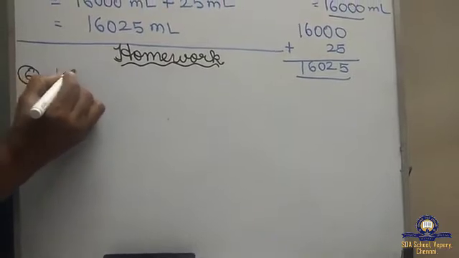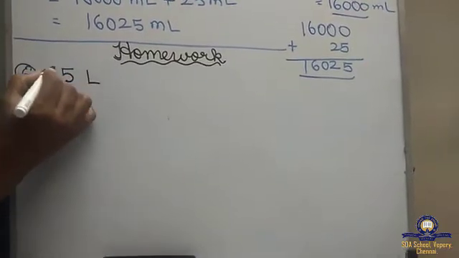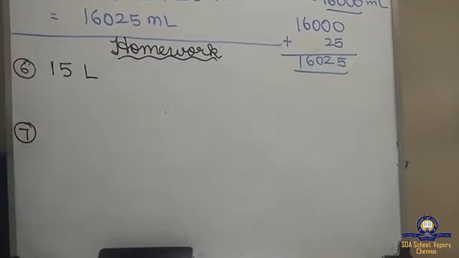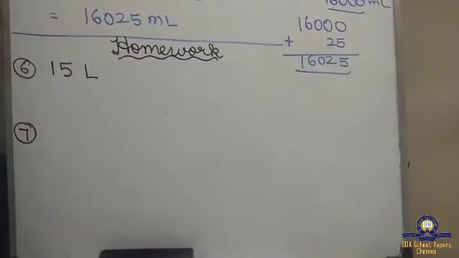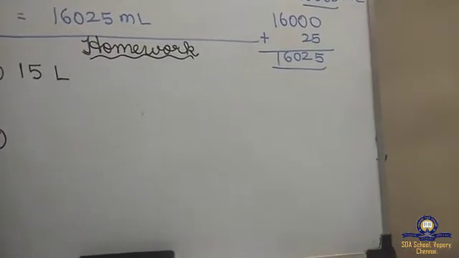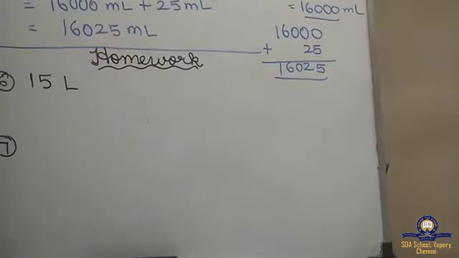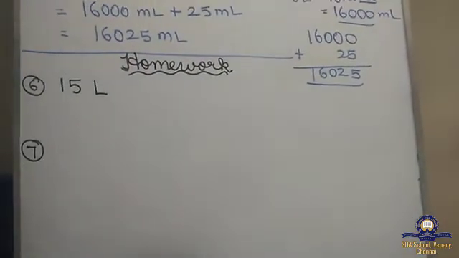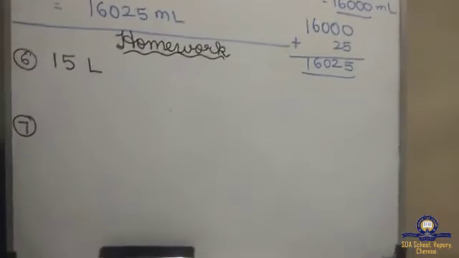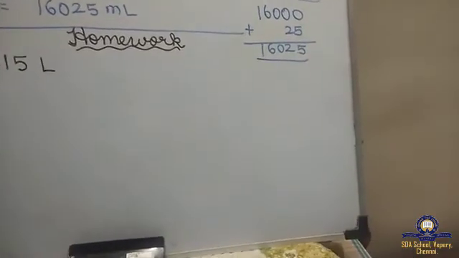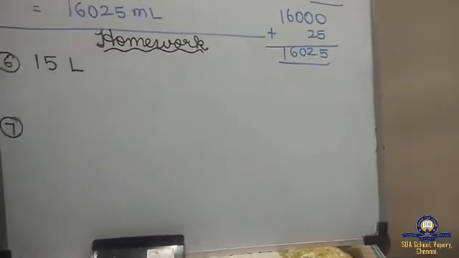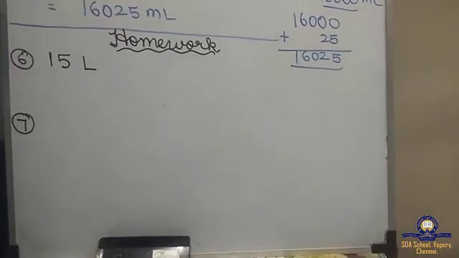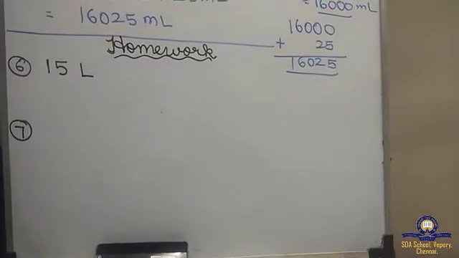For the 6th sum, 15 liter. And the 7th sum, see, 2 sums are the same in the book. That is 9 1 by 4. 9 1 by 4, yes. And 4 3 by 4, 2 times they have given. Understood, children? So what I have given, I have changed the number. Okay, children?